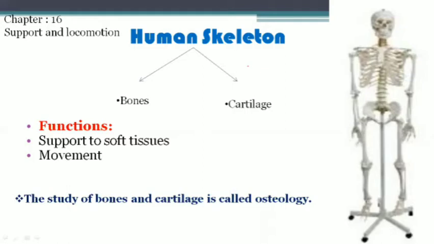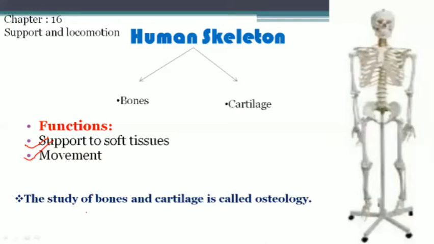The human skeletal system consists of bones and cartilage. Bones are joined with cartilage, with other bones, and with other organs or places. The human skeletal system has very specific and very important functions. Number one, it gives support to soft tissues present in our body, and support to ourselves as well. We will discuss movement later in this chapter, because movement is also provided by the human skeleton, through different types of muscles.